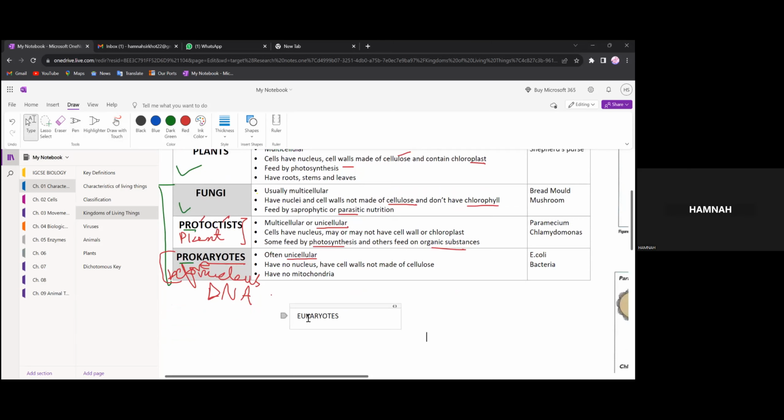Eukaryotes. Do you know what this U means? Have you heard of the term eureka? When someone says eureka, have you heard it in cartoons or shows? When an idea comes to a person, they say eureka. This U just means true. This U translates to true. So these are true nucleus. This means true, and karyotes means nucleus.